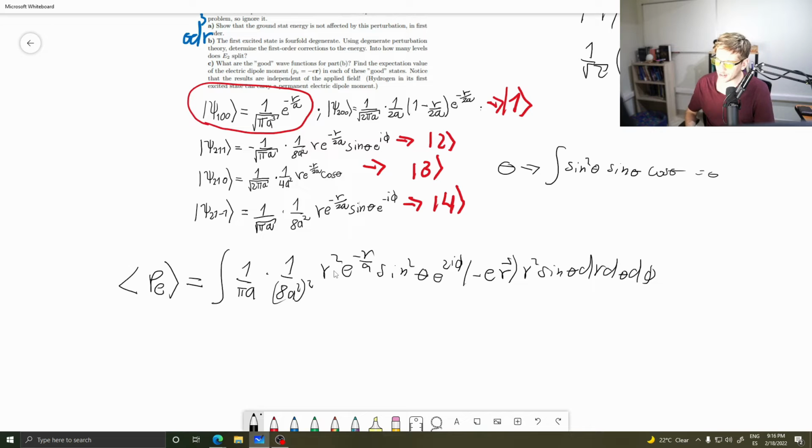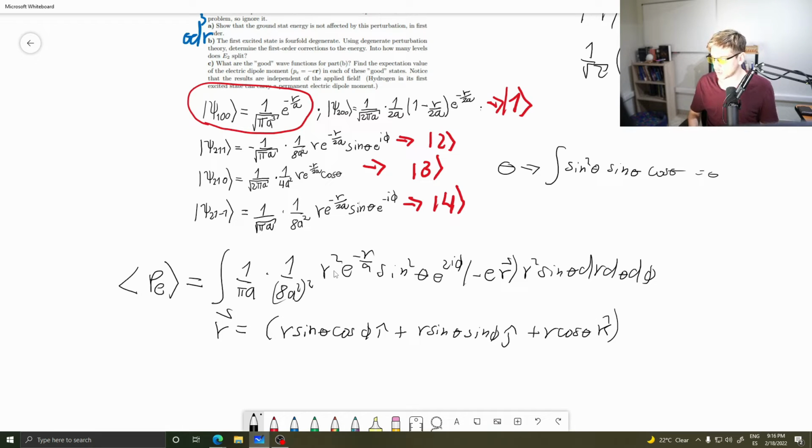But what is the r vector? We are in spherical coordinates, so the r vector will simply be r sine theta cosine of phi in the i hat direction, plus r sine theta sine phi in the j hat direction, plus r cosine of theta in the k hat direction, or z. So that is what we have to plug in here.